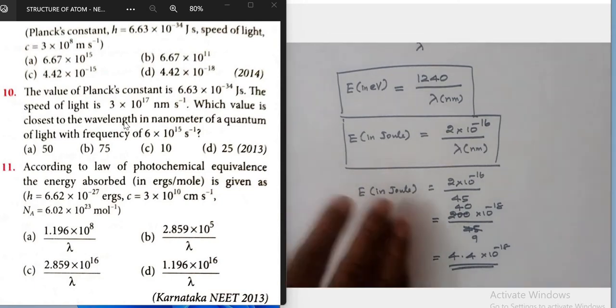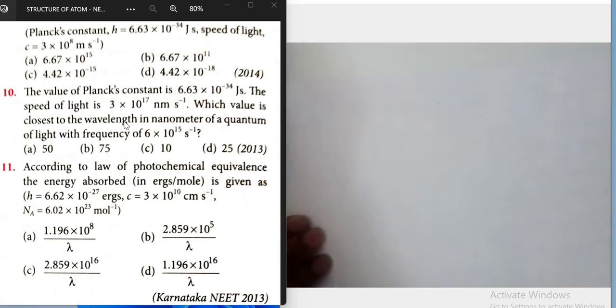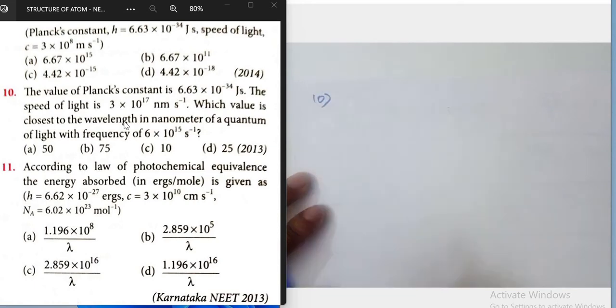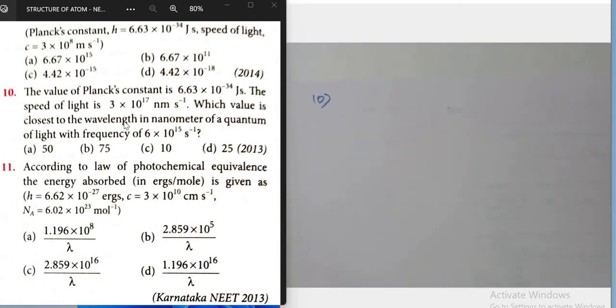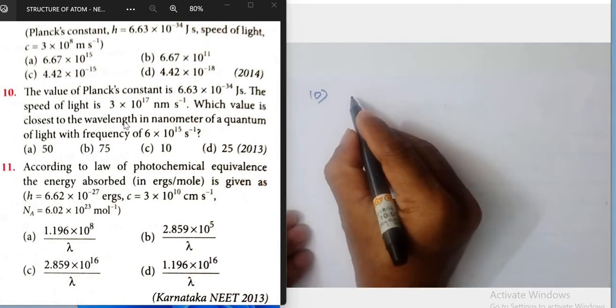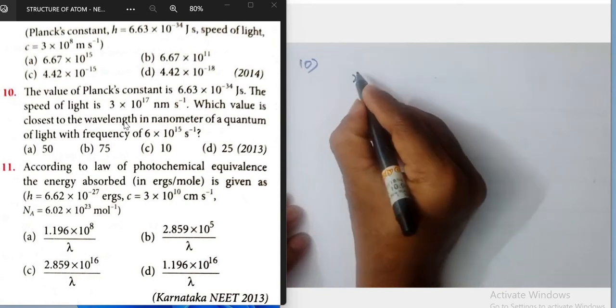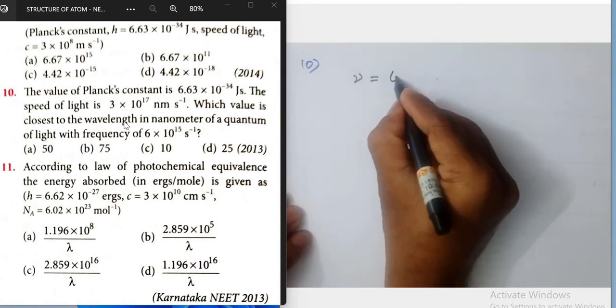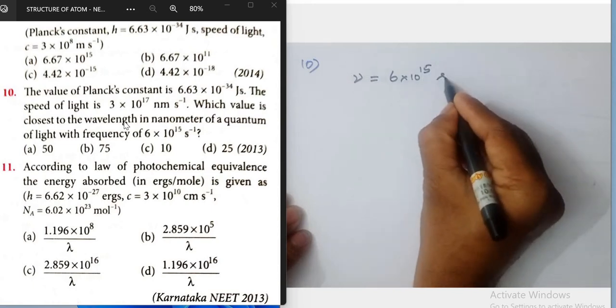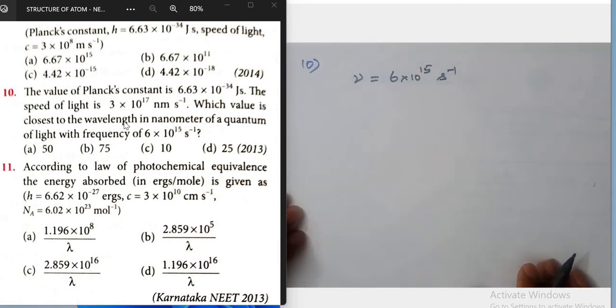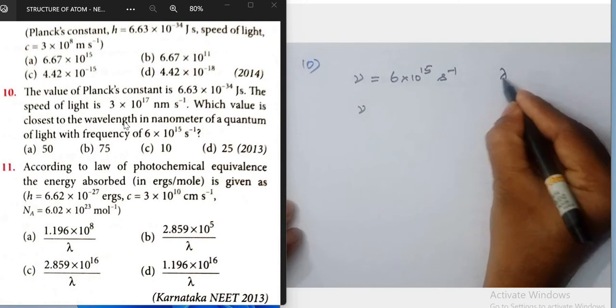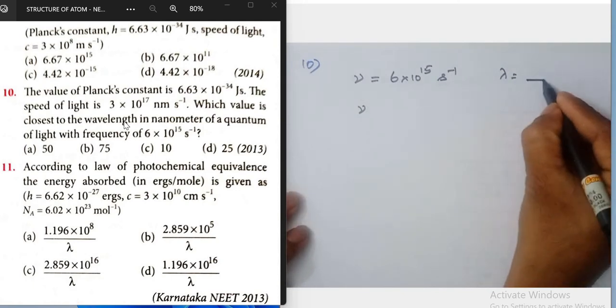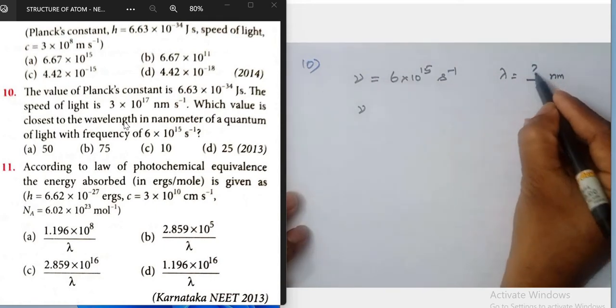This is a similar problem we did already. Anyway, let me show you the method. So question number 10. Frequency nu is given, the value is 6 into 10 to the power 15 second inverse. This is the value of the frequency, and they are asking the wavelength in nanometer. So how to get the value?